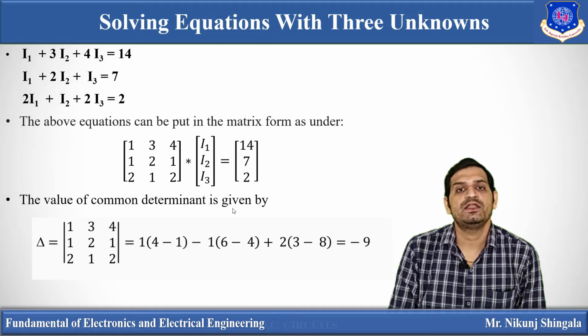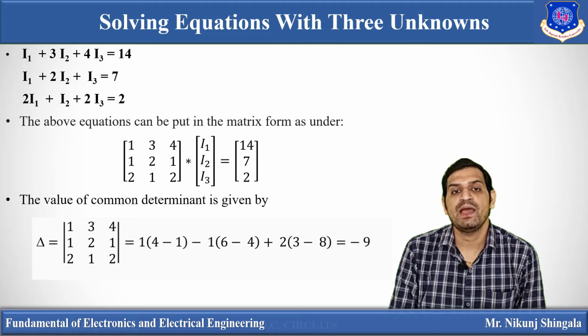Now the value of the common determinant, delta, can be found. Writing the coefficients of each unknown: 1, 3, 4, 1, 2, 1, 2, 1, 2. So 1 times (4 minus 1), then minus 1 times (6 minus 4), then plus 2 times (3 minus 8). If we solve this, we get minus 9.